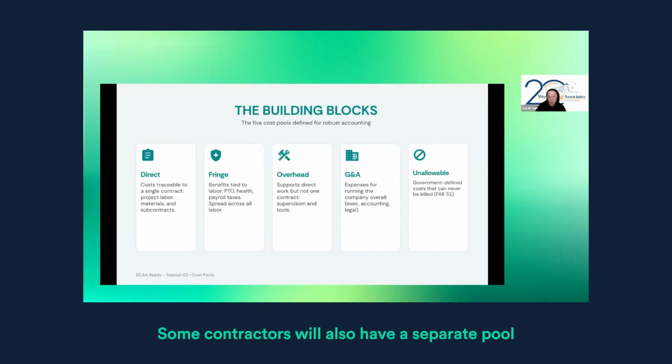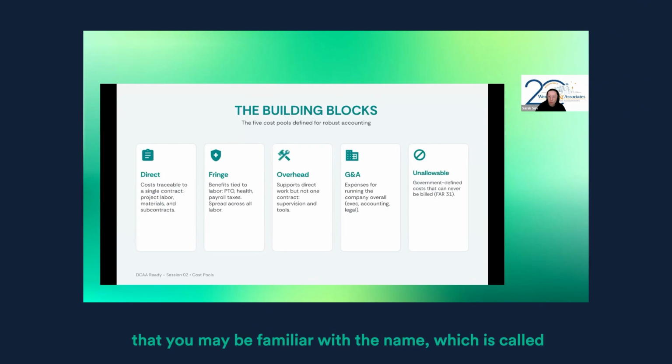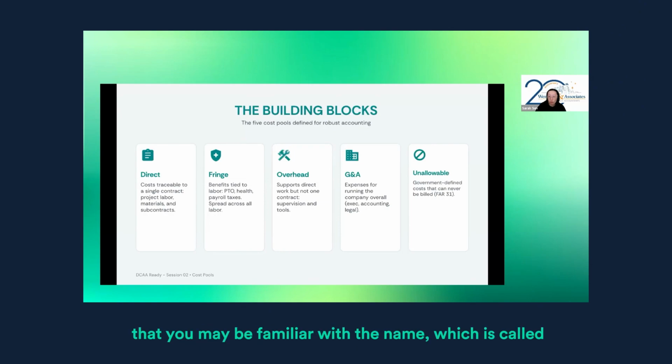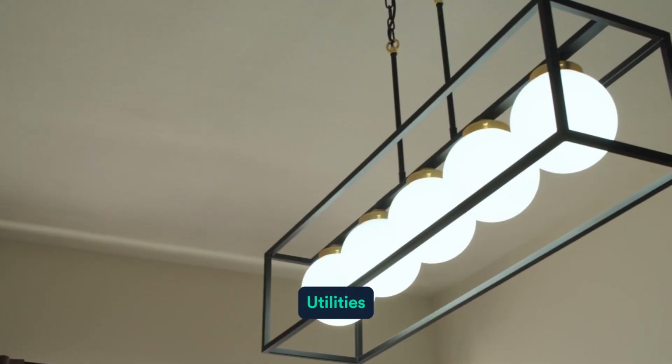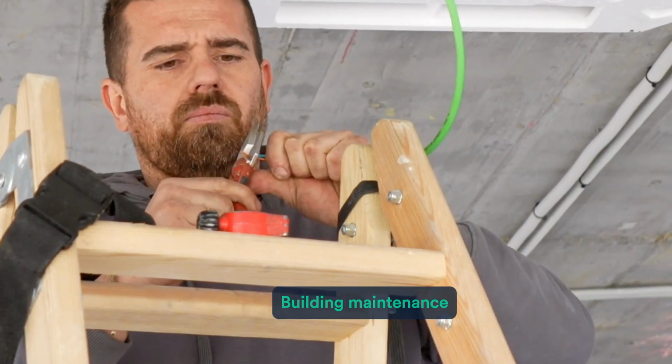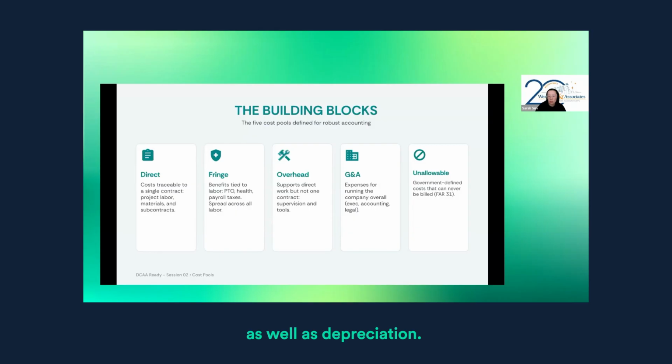Some contractors will also have a separate pool that you may be familiar with by the name, which is called the facilities expense pool. The facilities expense pool is actually an intermediary pool for costs like rent, utilities, building maintenance, as well as depreciation. So those costs will eventually be allocated between overhead and G&A pools based on how the facility is used. So that's more like an intermediary pool, where adjustment will be needed later.